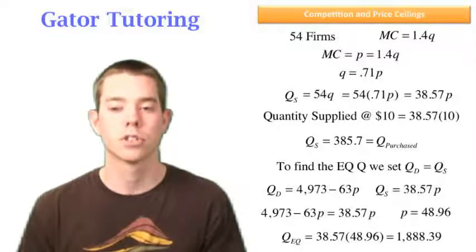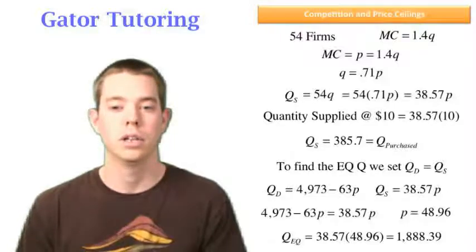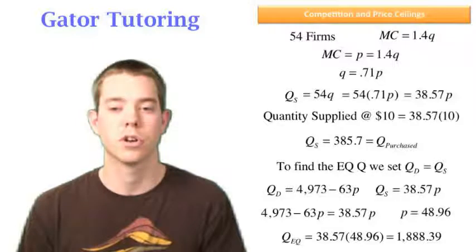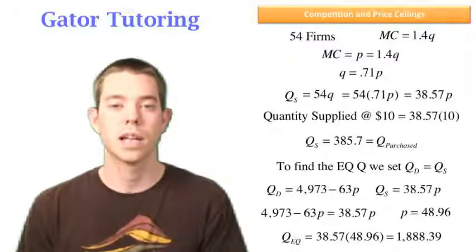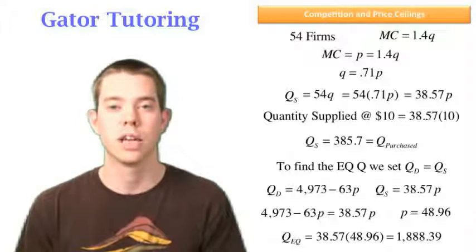So to answer this question, we just need to find the difference in those quantities. With this price ceiling, we found that the quantity supplied was 385.7, so that was the quantity that was actually purchased. And now, if we let prices rise, we find the new equilibrium quantity is 1,888.39. So the difference between those two quantities is our answer.